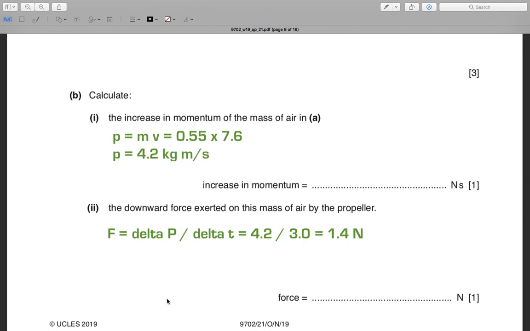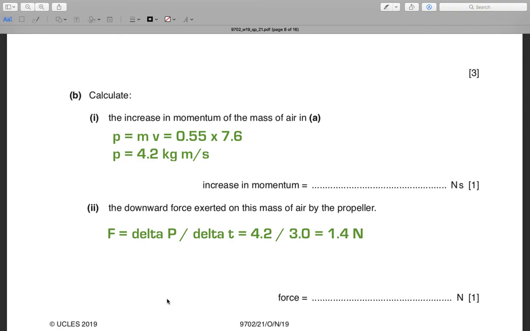Question B, I and II. The increase in momentum of the mass of air is, yes, because the initial momentum is actually zero because we decide it starts from rest. So we have final momentum P as mass times velocity. Mass is 0.55 kilograms times velocity 7.6. So we get 4.2 kilogram meters per second. This is the increase in momentum, 4.2 kg m/s.